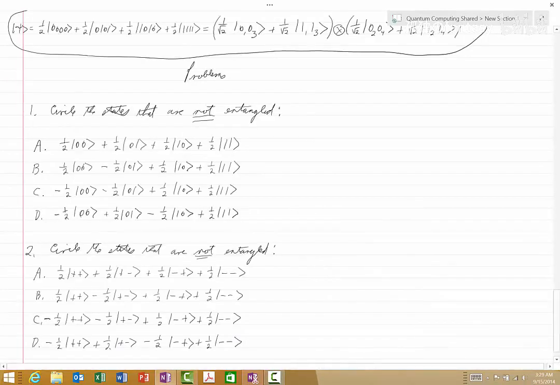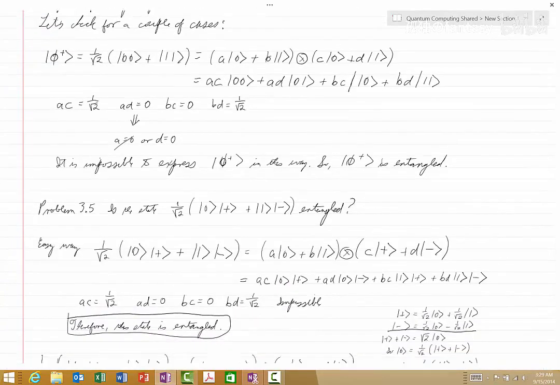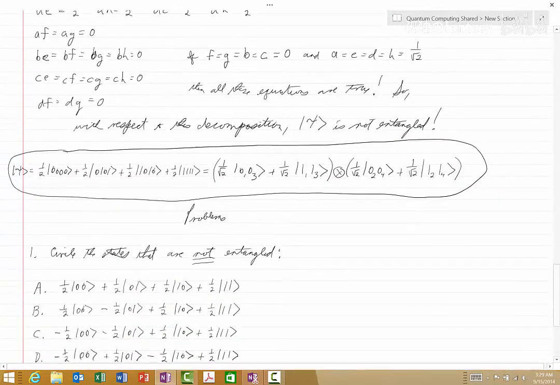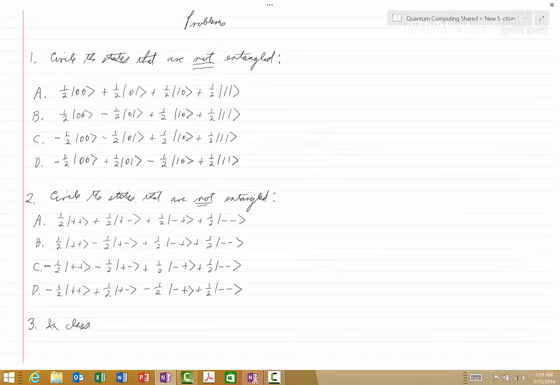Well, since the lecture so far has taken a bit longer than I had anticipated, I think we will save our third topic, the measurement of 1 qubit of a 2-qubit state, for lecture 10 and go straight to the problems now. So the first 2 problems are as shown here.